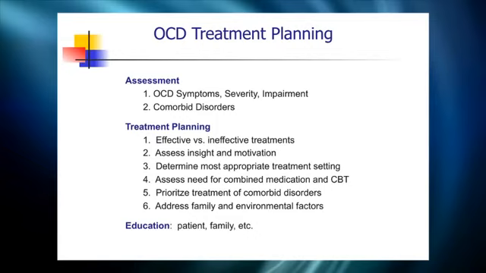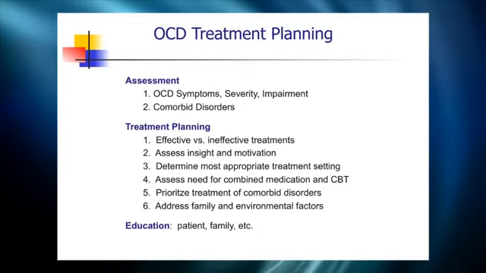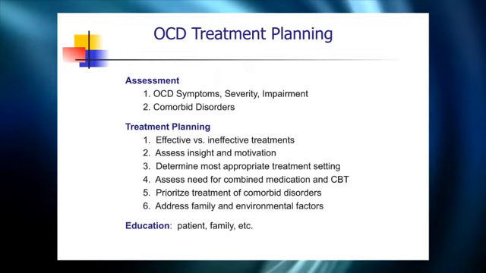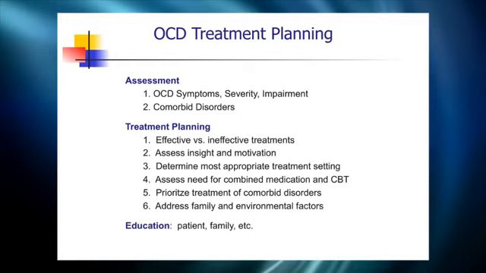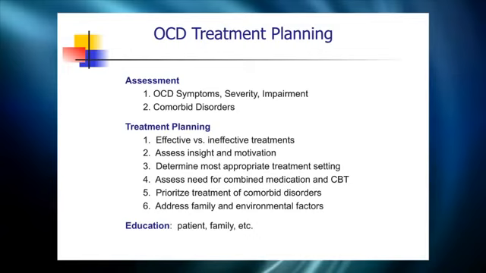Prioritize treatment of comorbid disorders. For kids coming in with comorbid disorders that might interfere with their ability to engage in the OCD treatment, you might want to treat one of the other disorders first, the most common being ADHD. If kids have very severe ADHD and OCD, or a very severe tic disorder, they may not be able to focus well enough to engage in the CBT. Or kids with very severe comorbid depression may not have the energy level or the focus to engage in the treatment. So you would want to consider sequencing the treatment. Then you want to address the family and environmental issues as well.